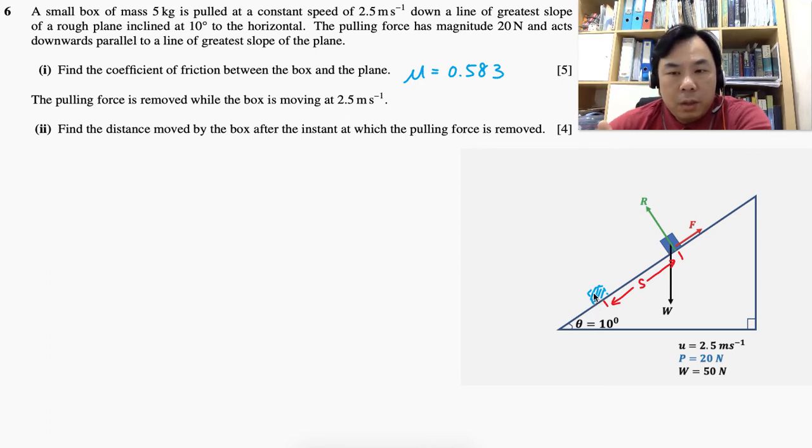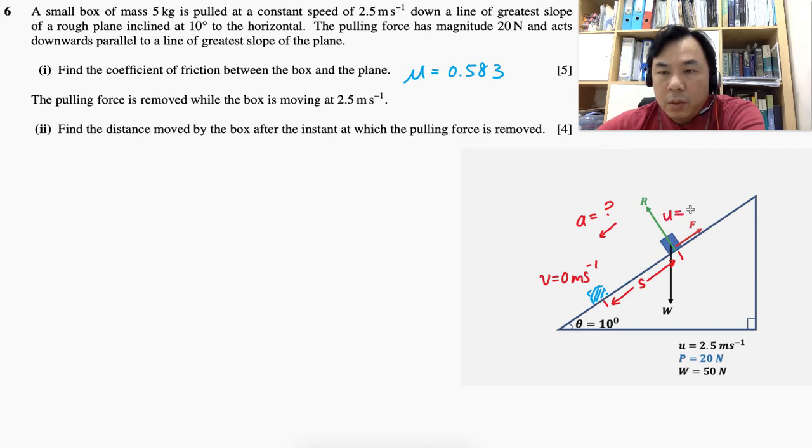Okay, now the same idea here, we have to work out its deceleration. Of course, in this case, definitely it's going to be deceleration. So we're going to figure out its acceleration until it reaches this position where its final velocity is equal to 0 meter per second. At the instant when the pulling force was removed, its initial velocity at this point is 2.5 meter per second, which is given here. I'm going to label this one more time. This angle is theta, the same as 10 degree. All right, now we are ready.